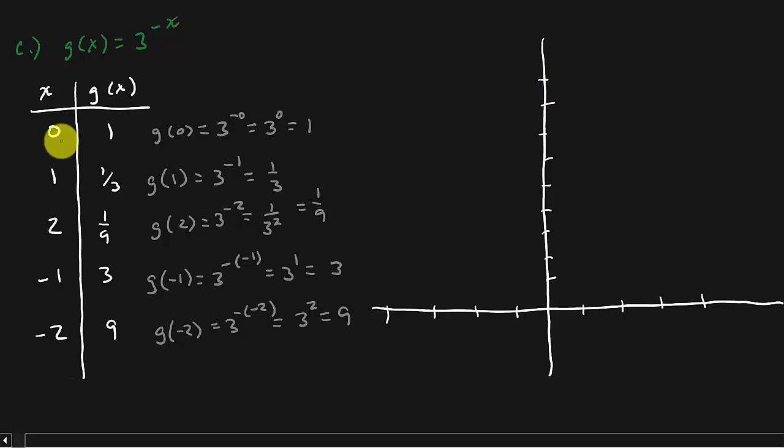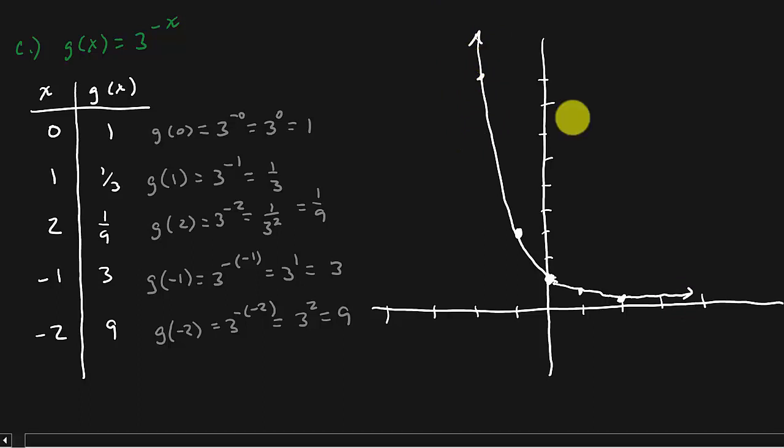All right, so we've got 0, 1. We've got 1, 1/3, which we'll say is about right there. 2, 1/9, which is about right there. -1, 3, and -2, 9. So you can see this one, see how fast these things grow. I mean, it gets big quickly.